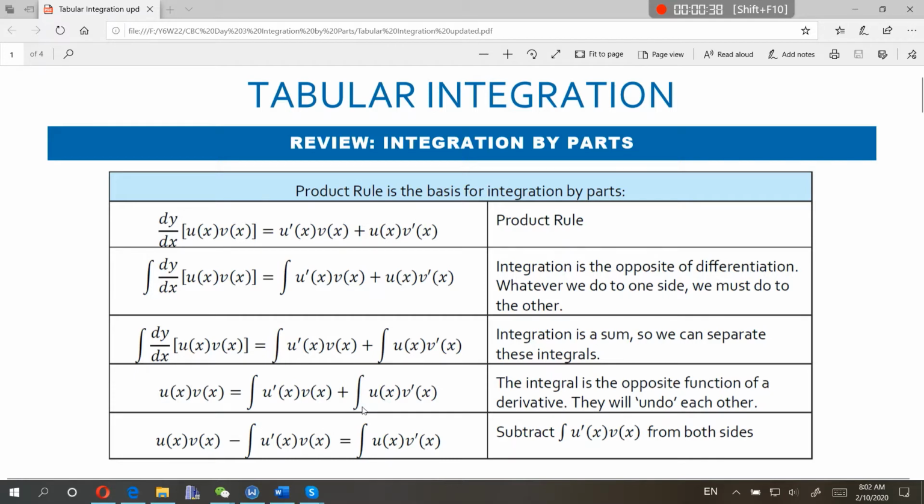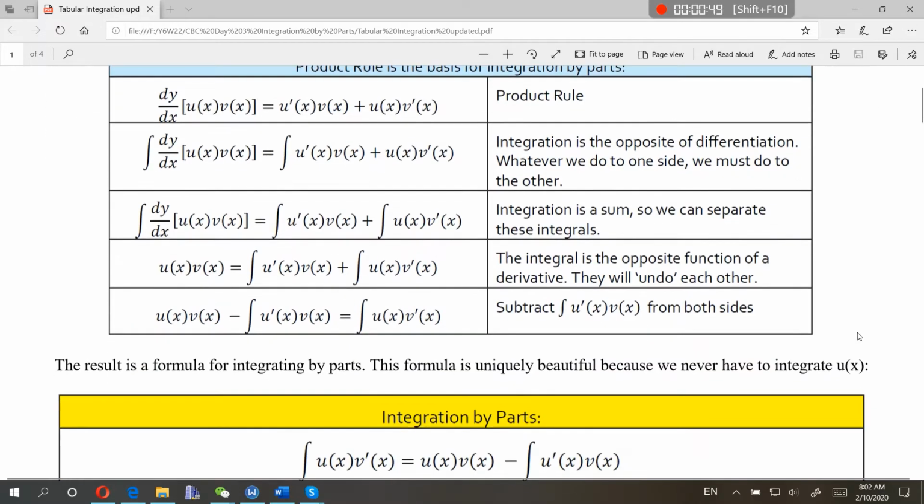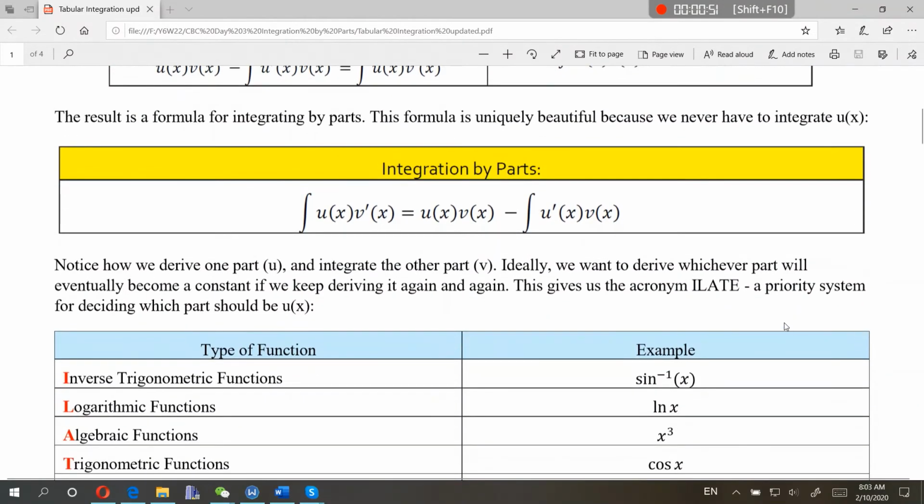So the integral of uv prime, if I leave this one on the side, would be equal to uv minus the integral of u prime v. Okay, so that gives us our normal integration by parts formula.